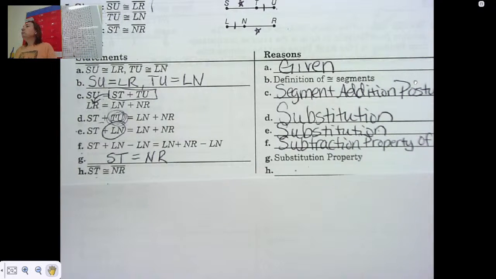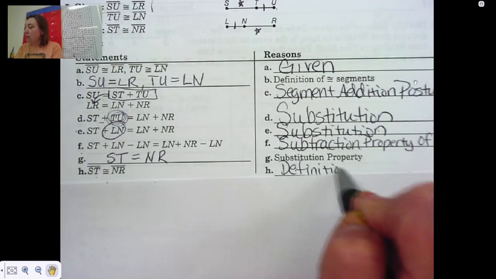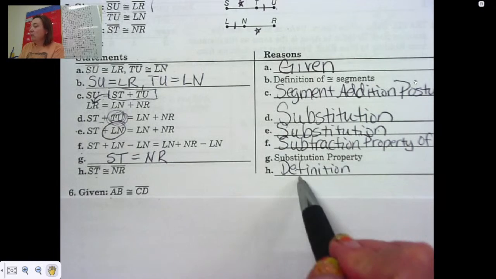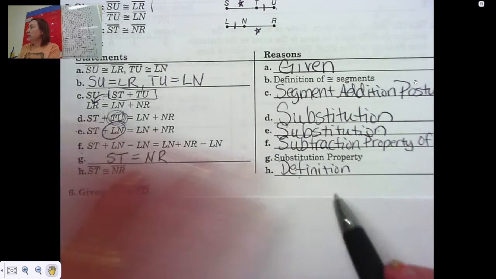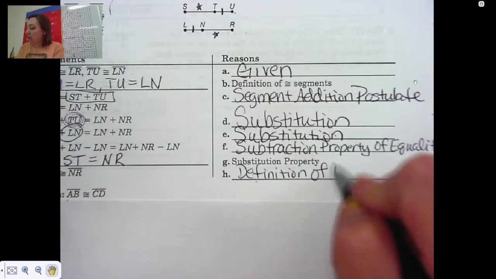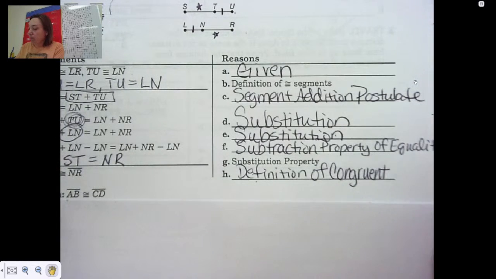Which one? Well, it's not given. It's not given, but it is given. So this one is one we didn't talk about. This would be called the definition. So you can use definitions as your reasons too. And normally I would abbreviate that and put DEF, but since this is a video, I went ahead and wrote it out as definition. Definition of congruent segments.